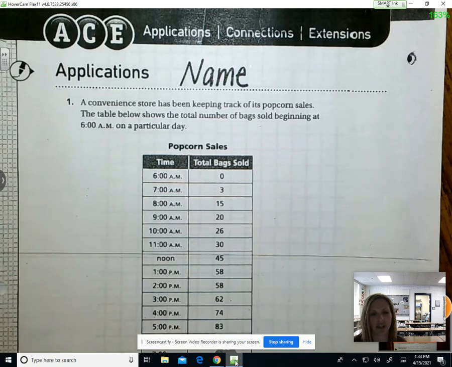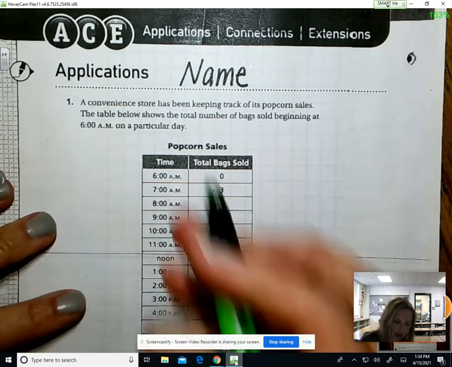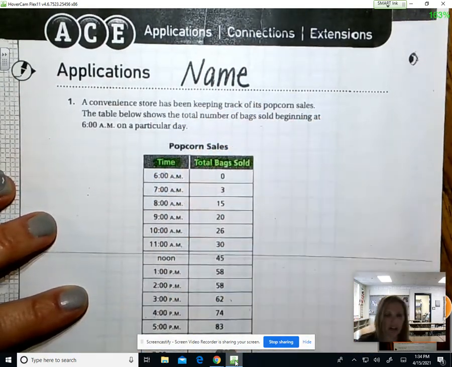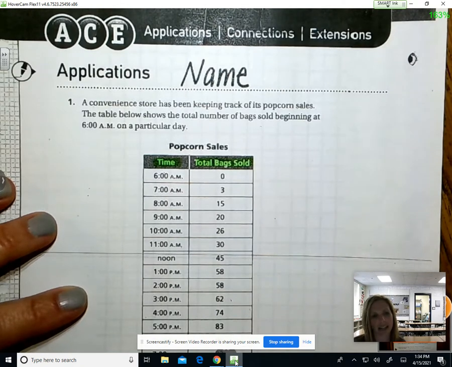On the front, you have a table that describes to you the time of day and the number of bags of popcorn sold. It tells you a convenience store has been keeping track of the popcorn sales, and the table shows the total number of bags sold beginning at 6 a.m. on a particular day. So we already have our labels here for our X and Y axis.